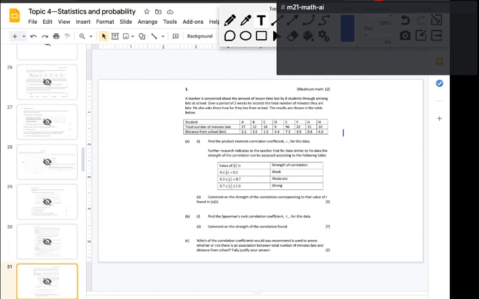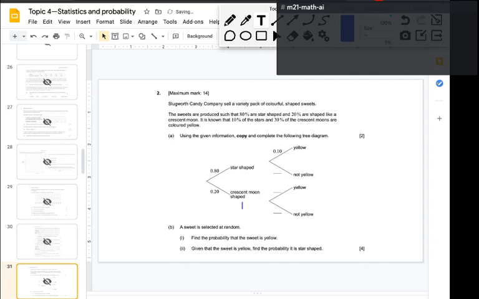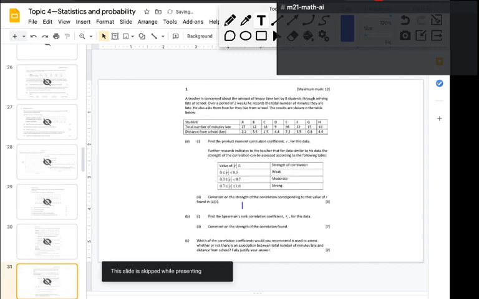Further research indicates to the teacher that for data similar to his data, the strength of the correlation can be set according to the following table. Comment on the strength of the correlation corresponding to the value of R in A. So remember that to report the R value, you must add the strength. You must add the description of how strong it is and whether it's a negative or positive correlation.